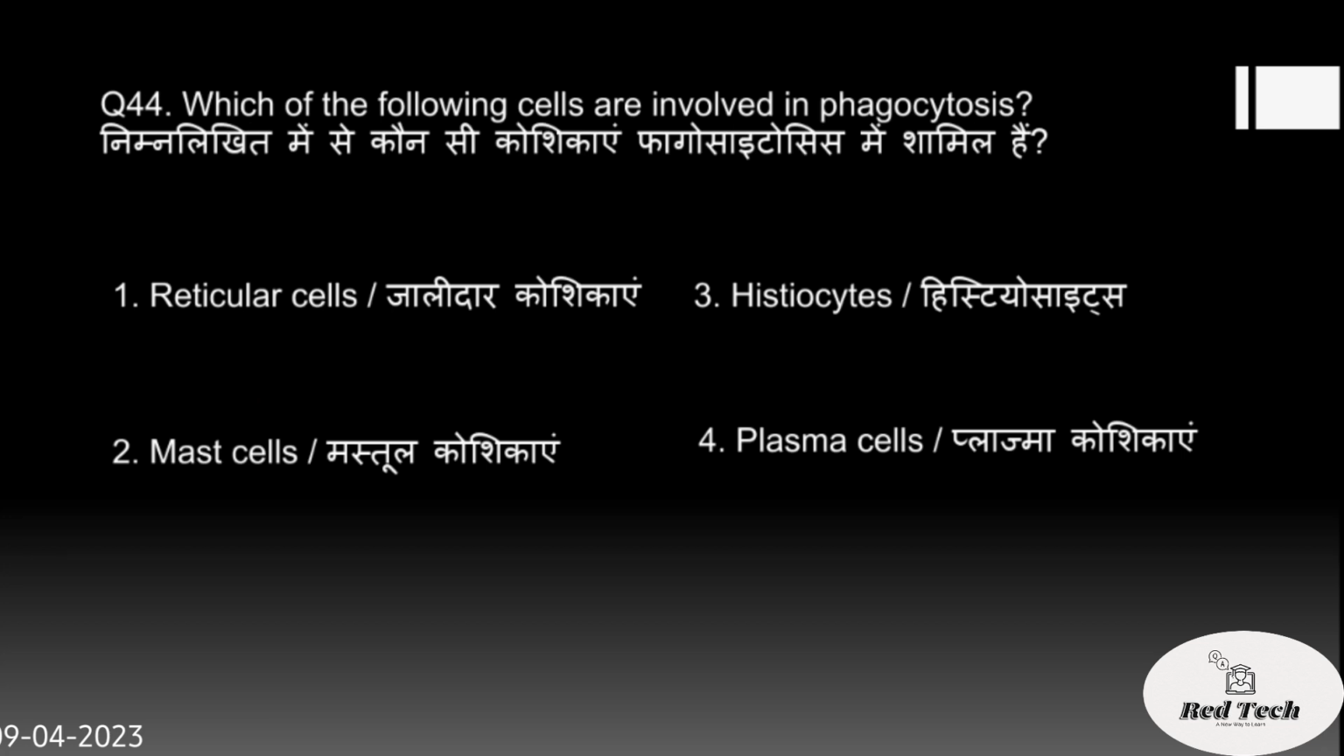Question number 44. Which of the following cells are involved in phagocytosis? Phagocytosis is basically the engulfing of dead cells. So which cells are involved in this? Option 1 is reticular cells. Option 2 is mast cells. Option 3 is histiocytes. Option 4 is plasma cells. This question comes from physiology. You can check out the anatomy and physiology playlist for the detailed video regarding this. The right answer is option 3, histiocytes, which are phagocytes in nature.